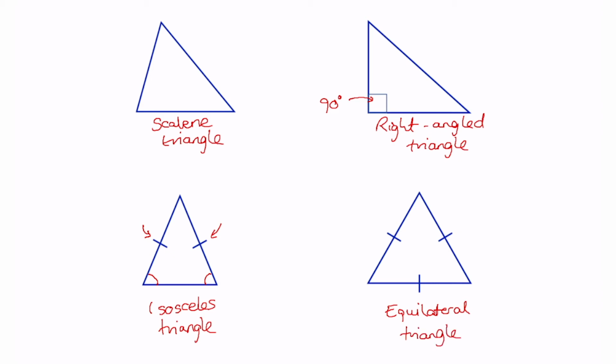This is an equilateral because all sides have the dash, meaning that they are all exactly the same length, which also means that all angles are equal too. So each are 60 degrees.